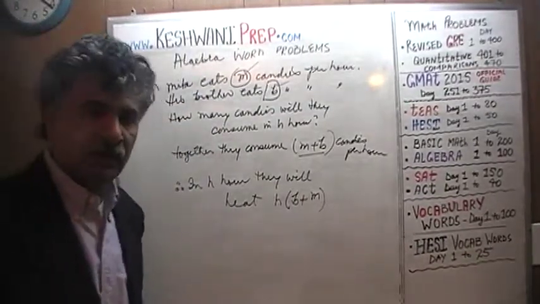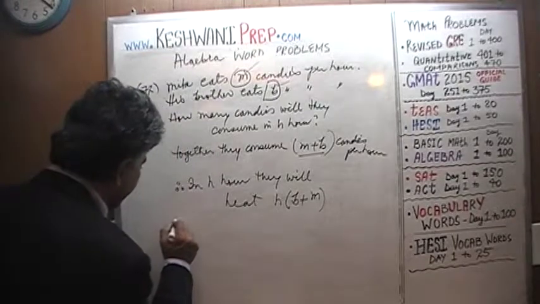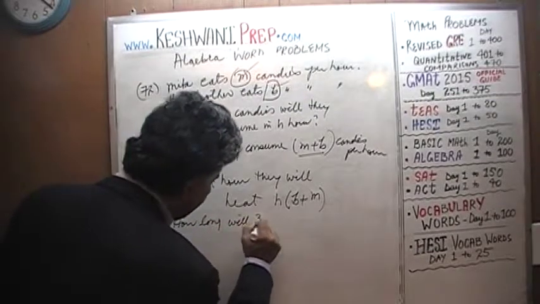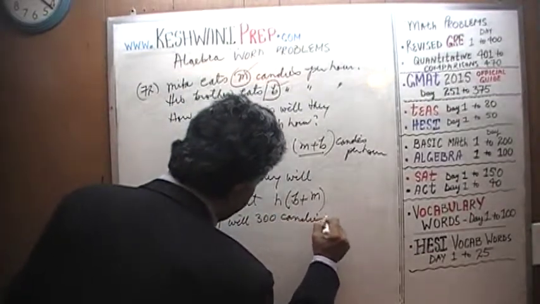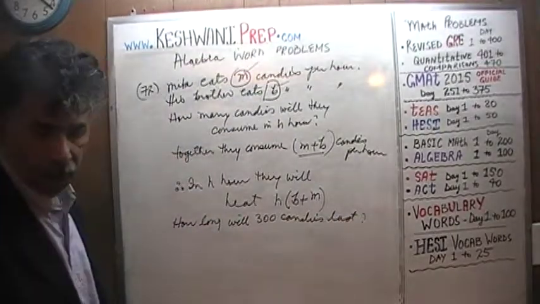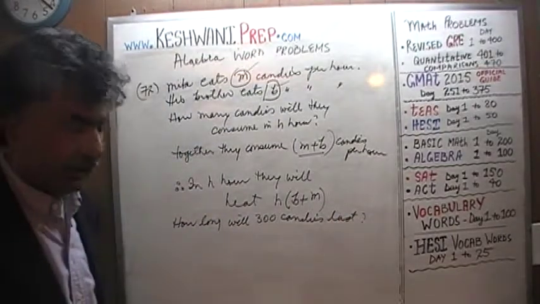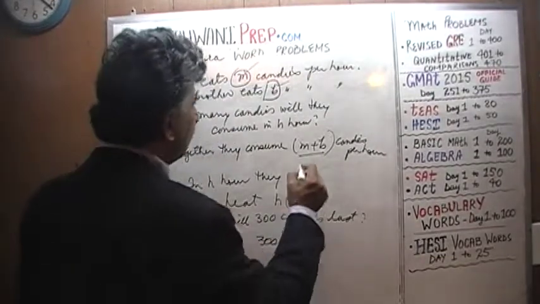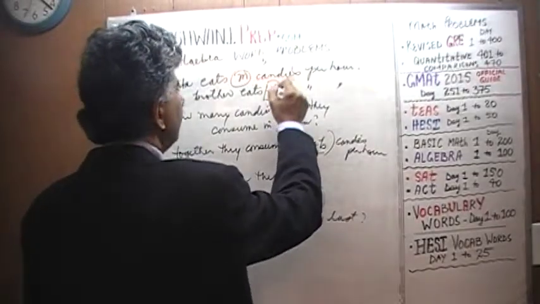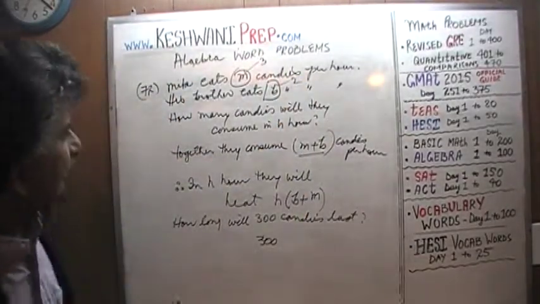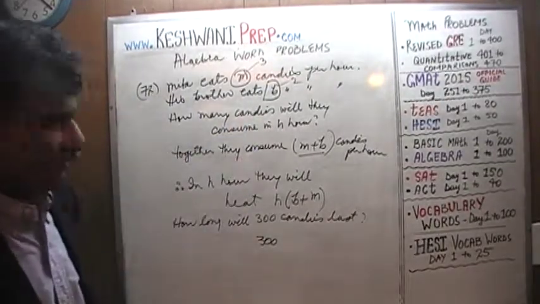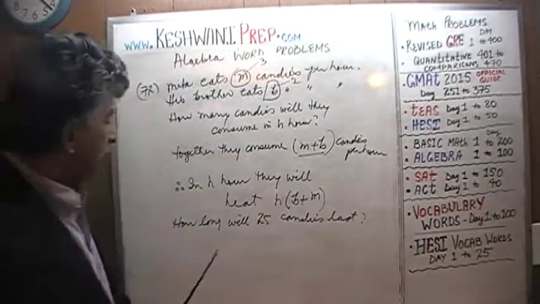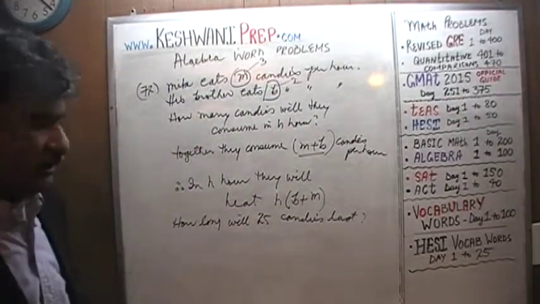Now, if the question was asking how long 300 candies will last, how long do you suppose that would be? They're eating B plus M in 1 hour, so let's put in numbers if it makes it easier. Let's pretend m is 3 and b is 2, in which case 3 plus 2 is 5. Instead of 300, I'm going to make it something simpler. Let's pretend 25 candies.